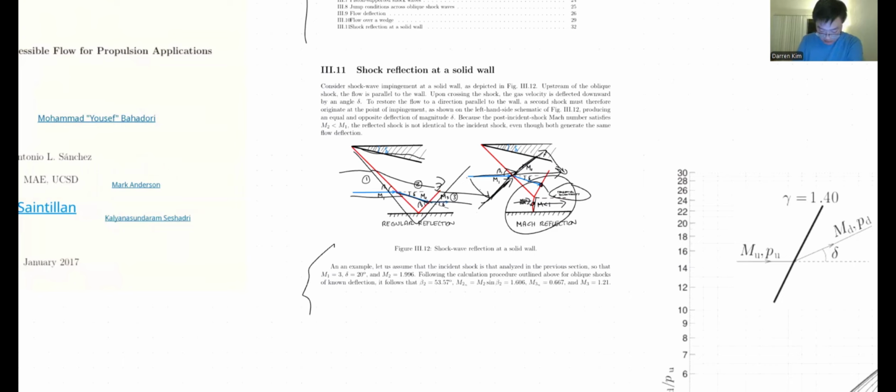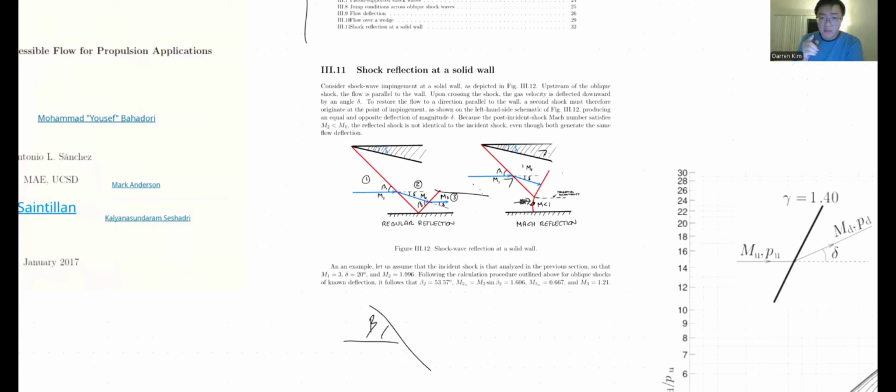As an example, let us assume the initial shock analyzed has Mach 3 and a deflection angle of 20 degrees. I believe there are two angles. Let me clean this up and then explain what the two angles are, because I'm not sure I explained them. If there's a shock wave, the incoming angle over here is beta. Over here is delta.